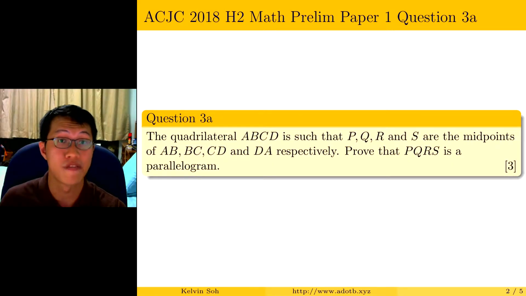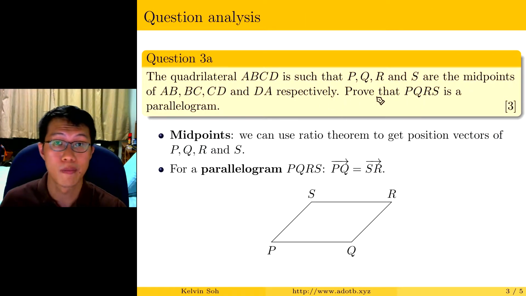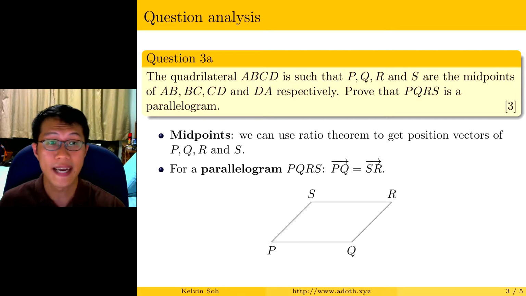So we have part A of this question. The question goes, the quadrilateral ABCD is such that P, Q, R, and S are the midpoints of AB, BC, CD, and DA respectively. Prove that PQRS is a parallelogram. So let us briefly analyze the question. In particular, we see the word midpoint. So which idea that we have learned can be relevant to help us with this question of midpoints? I think the ratio theorem will be quite useful for this part because being a midpoint means that the ratio between the two lengths will be 1:1. So if we apply the ratio theorem, we can perhaps get the position vectors of P, Q, R, and S. That will be pretty useful for us down the road.